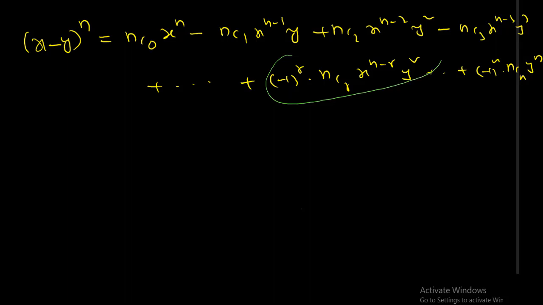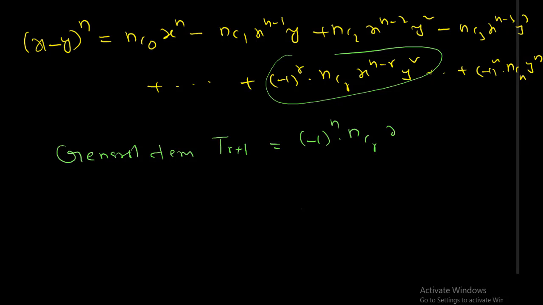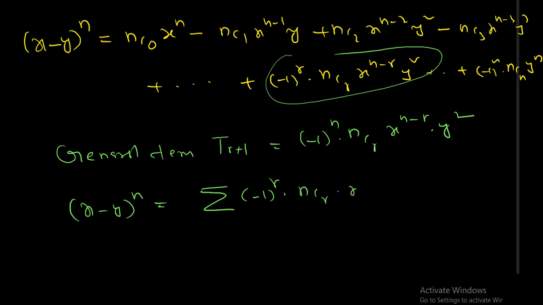Here this is called the general term of this expansion. So in brackets, T r plus 1 equals minus 1 power r into nCr into x power n minus r into y power r. In other words, I can say that x minus y whole power n is nothing but sigma of minus 1 power r into nCr into x power n minus r into y power r, where r is taken from 0 to n.